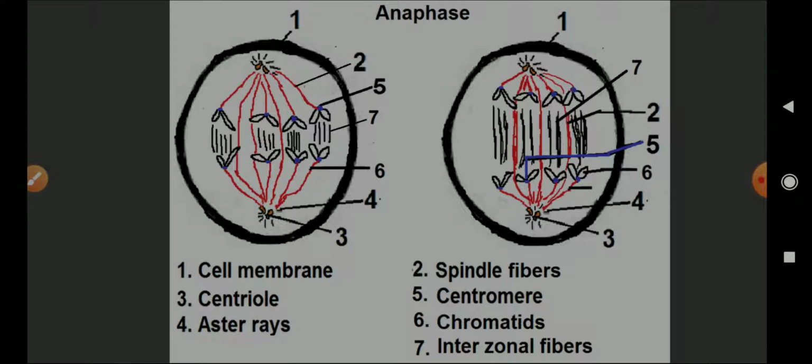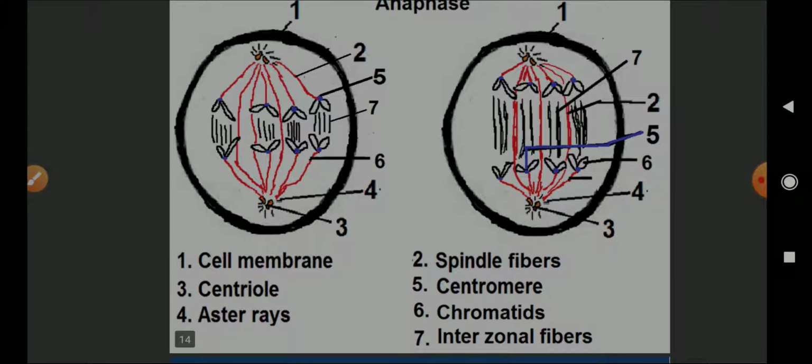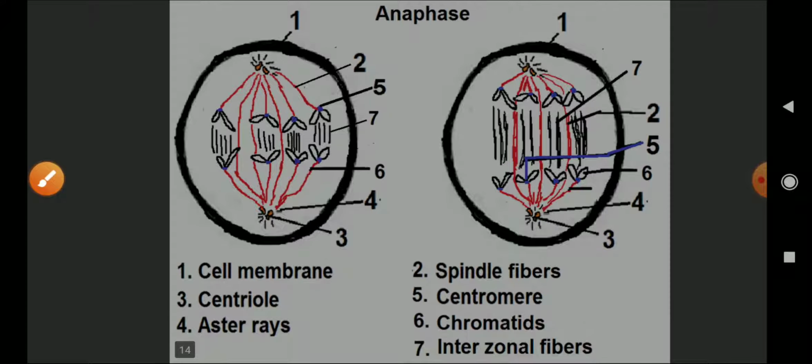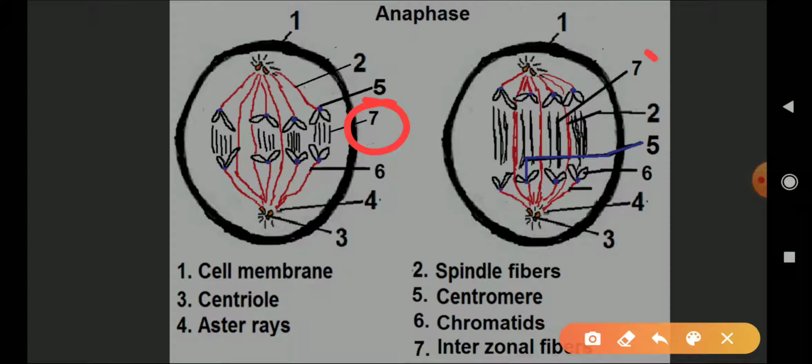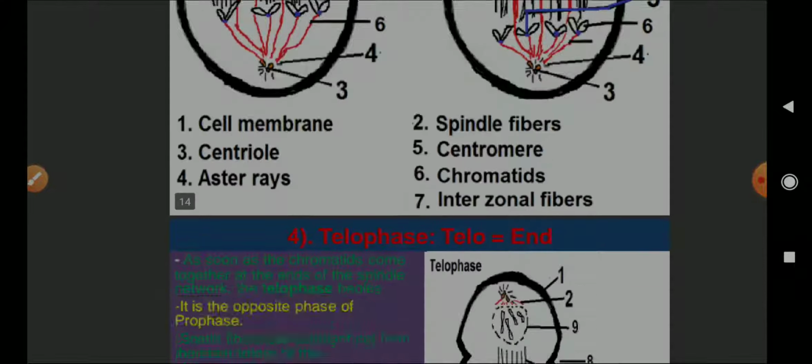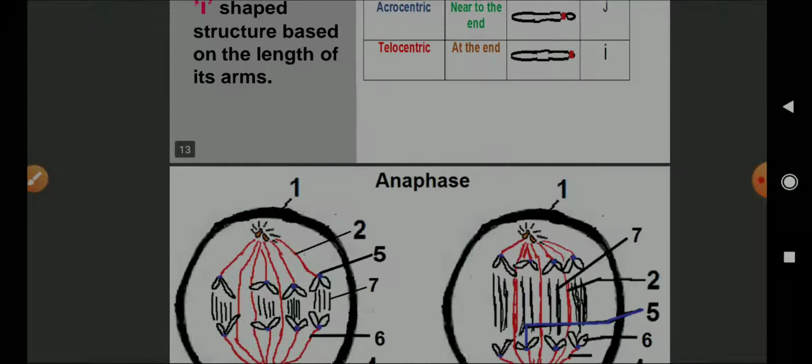In late anaphase, the chromosomes will reach towards the poles with the interzonal fibers. This number 7 is the interzonal fibers. These are the characteristics of anaphase, as well as the various shapes. This is L shape, this is V shape, this is V shape, this is V shape, like that. Various shapes of the chromosomes are observed. And how does it look? It looks like this.